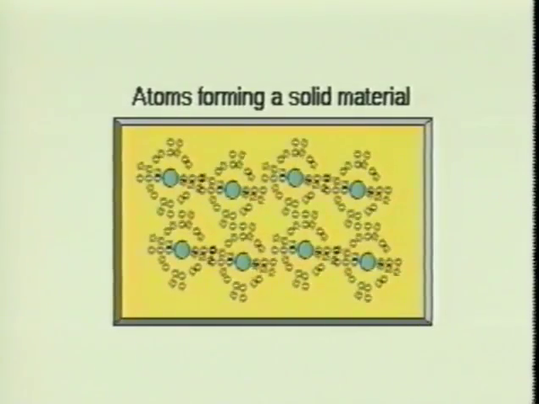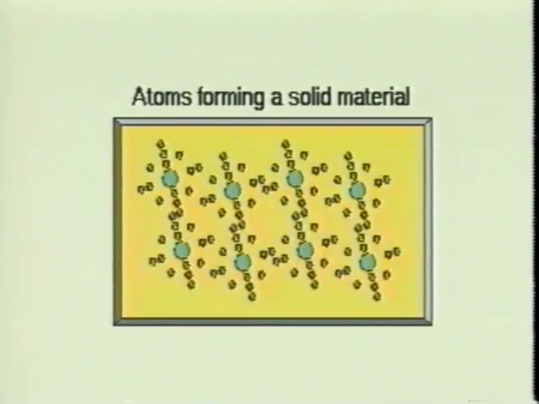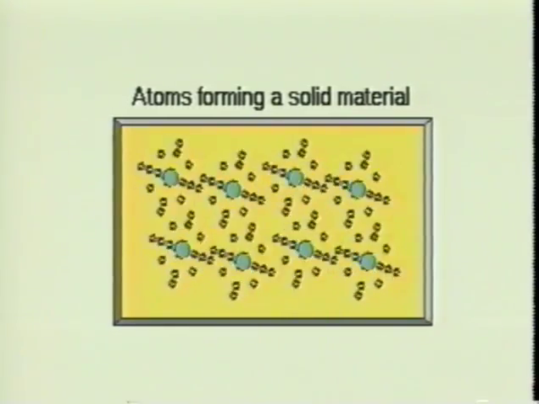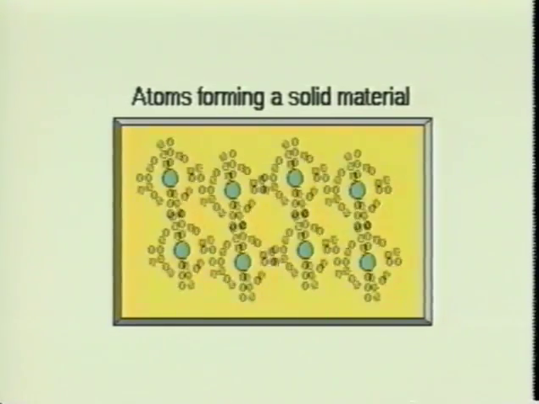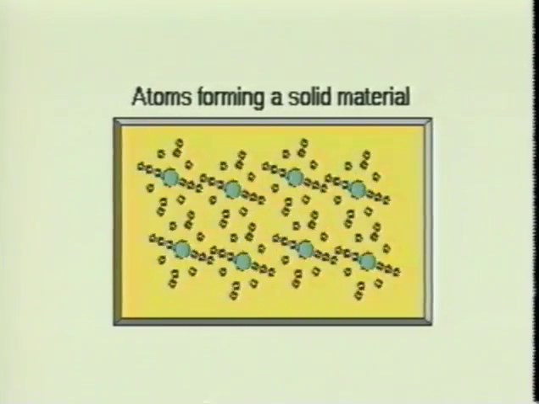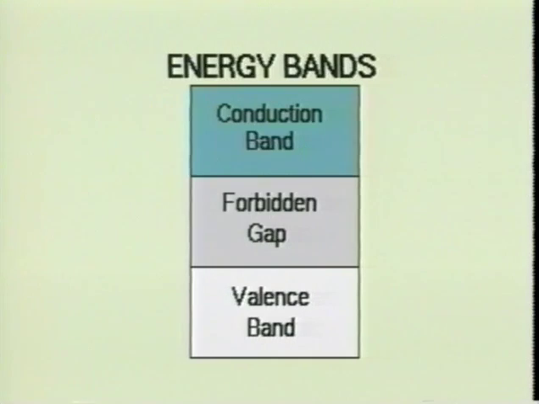When atoms are combined to form a solid material, the electrons in the valence shell of each atom will be influenced by the forces created from the neighboring atoms. As these atoms merge, energy levels are created within the atomic structure of the material. In any given material, there are 2 distinct energy bands in which the electrons may exist. These are the valence band and the conduction band. Separating these 2 energy bands is a third band in which electrons do not normally exist. This band is termed the forbidden gap.